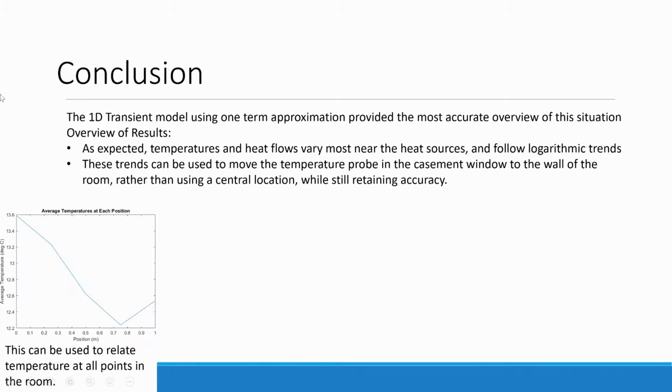Our conclusion is that the 1D transient model using one-term approximation provides the most accurate overview of this situation, and temperatures and heat flows vary most near the heat sources and follow logarithmic trends. These trends can be used to move the temperature probe in the casement window to the wall of the room rather than using the location where it is to be regulated, while still retaining the accuracy by accounting for the delay in temperature increase between the wall and the point where it's to be regulated.